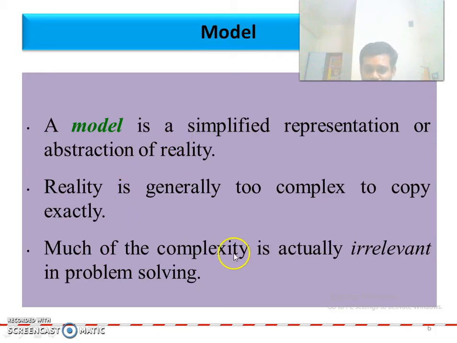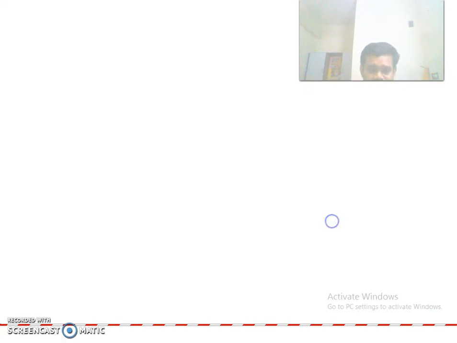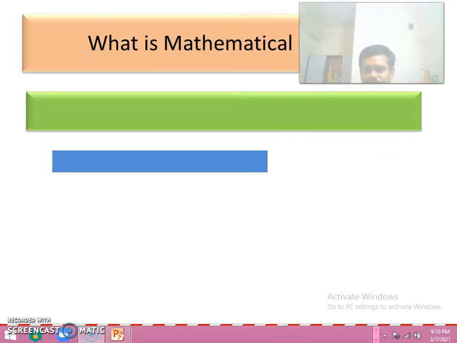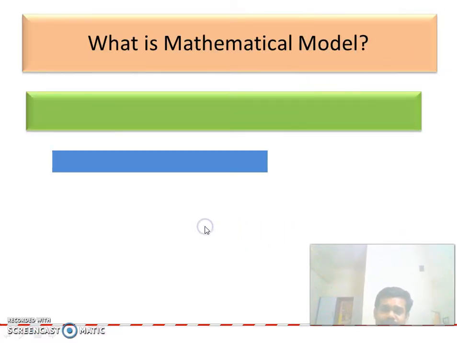Much of the complexity is actually irrelevant in problem solving. If you use the actual system for problem solving or analyzing, it will be more complex. So we use a model, and by using the model we analyze the system. Now we are going to see what is meant by a mathematical model.